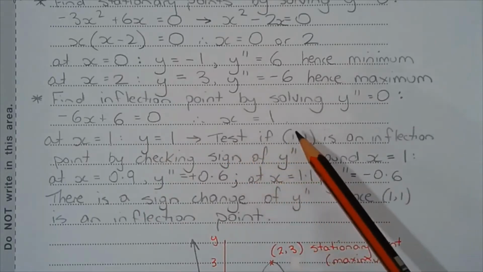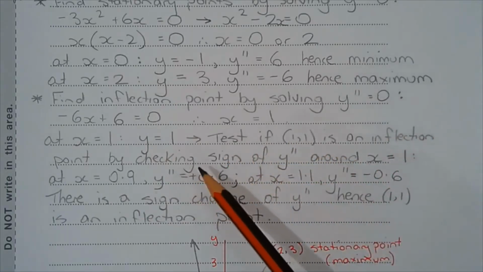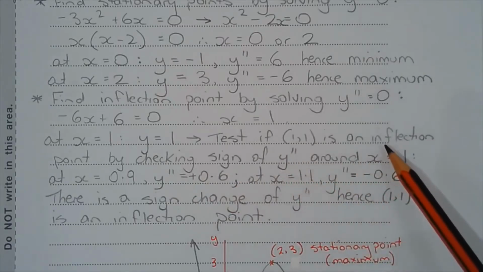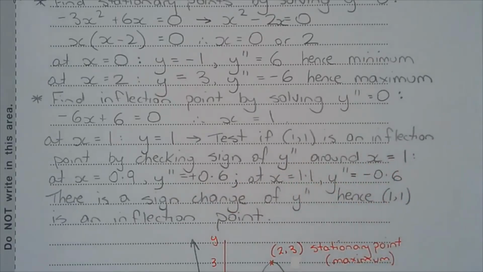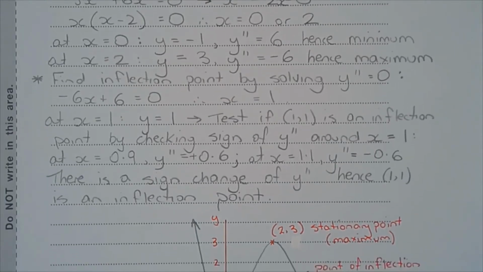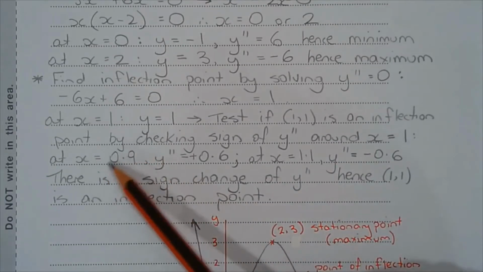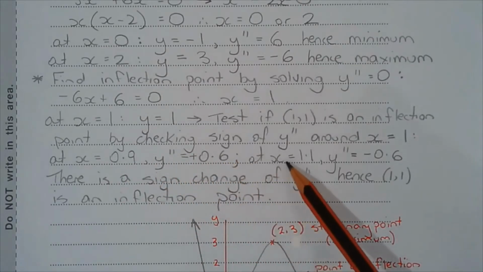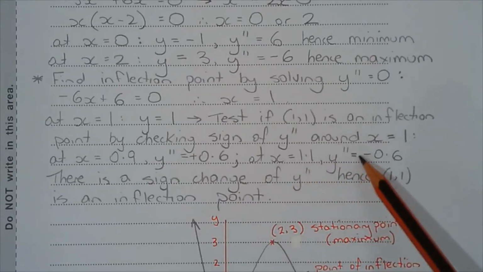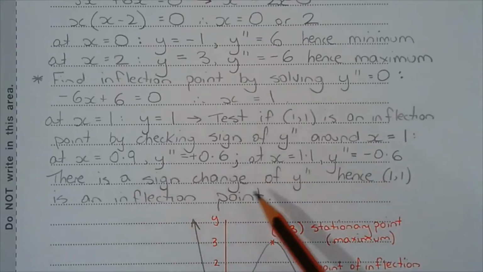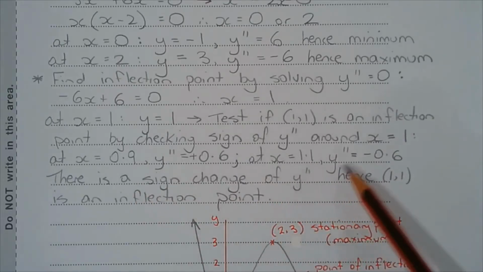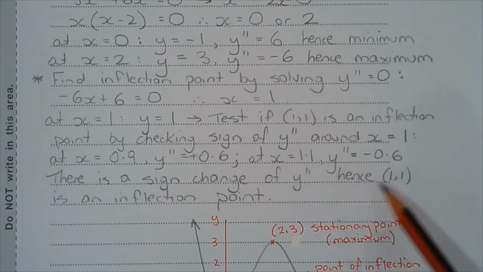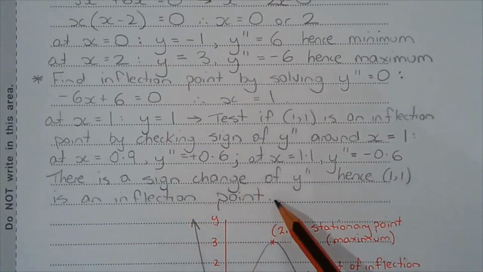So let's test if (1, 1) is in fact an inflection point by checking the sign of the second derivative around x equals 1. We don't need large values of x, just slightly to the left or to the right of x equals 1 is sufficient. At x equals 0.9, the second derivative, y double dash, is equal to positive 0.6. And at x equals 1.1, the second derivative is equal to negative 0.6. So there is a sign change of the second derivative around the possible inflection point. Hence, the coordinate (1, 1) is an inflection point.